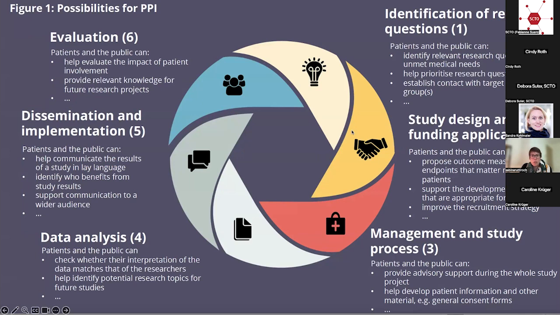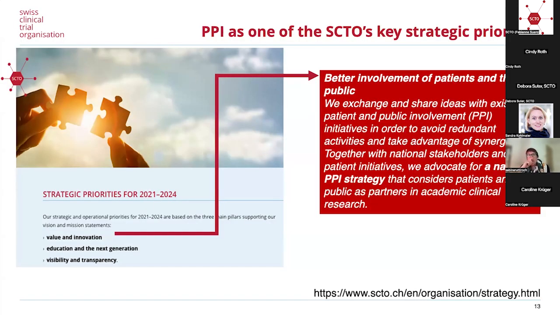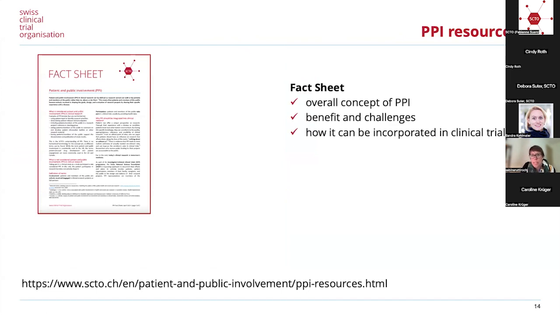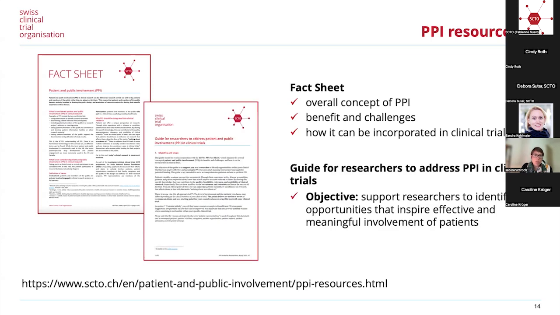So PPI is really one of the SCTO's, so our organization's, key strategic priorities for the current funding period, but also for the next funding period, because it's really important to consider patients and the public as partners in academic clinical trial research. So that's why we've developed some resources. First, you can find on our website a fact sheet with a summary of the overall concept of PPI, benefits and challenges, and how to incorporate it in the trial, a little bit of a summary of what I've just described.